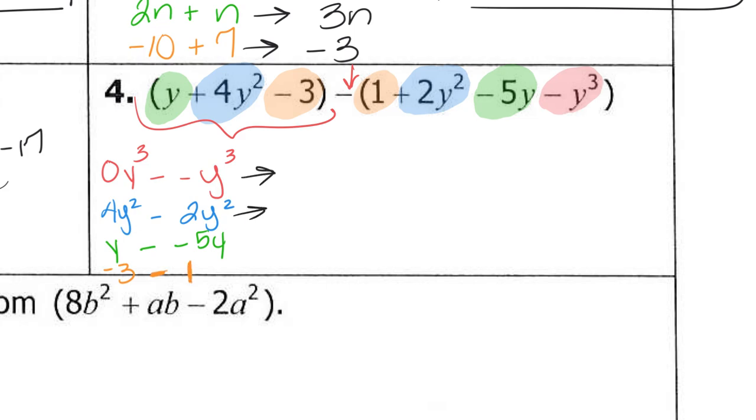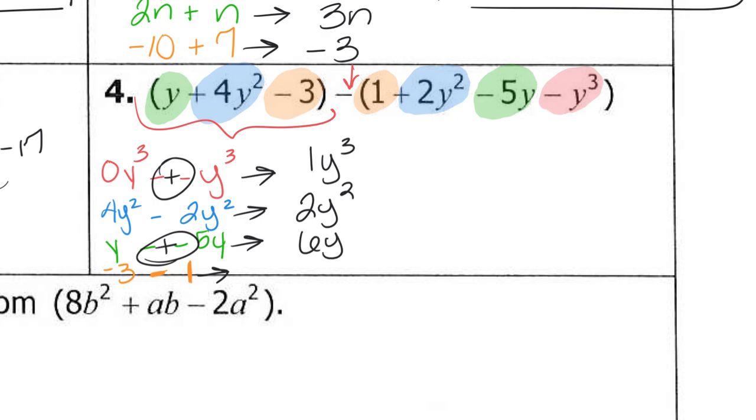So I have a negative 3, and I'm taking away a 1. So when I go through and combine like terms, 2 negatives make a positive. So this gives me 1y cubed, 2y squared. Again, 2 negatives turn into a positive. This gives me 6y and negative 4. So I could write it y cubed plus 2y squared plus 6y minus 4.